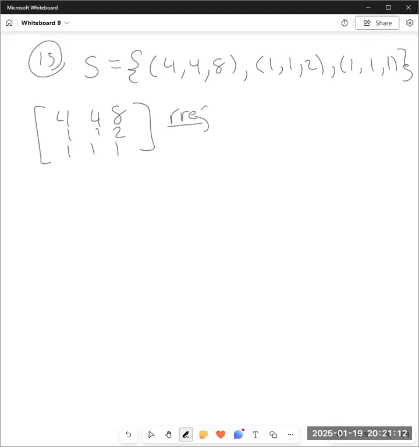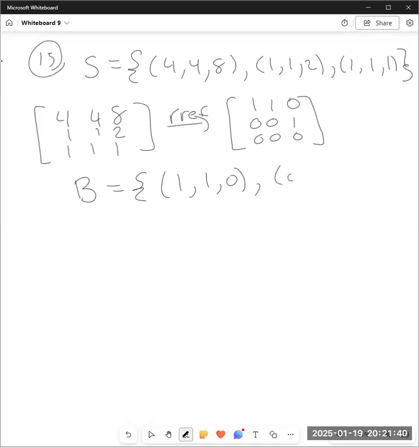We're going to RREF that, and we get 1, 1, 0, 0, 0, 1, 0, 0, 0. So that gives me my basis that I'm going to call capital B. I haven't used that notation yet, but that's a pretty common notation going forward here. So 1, 1, 0, 0, 0, 1.